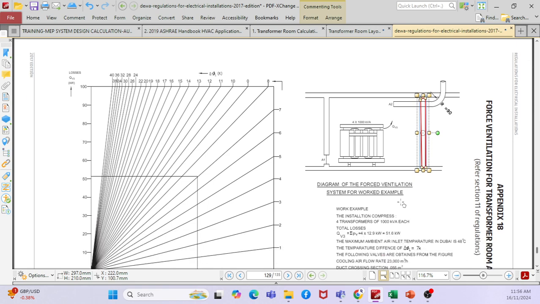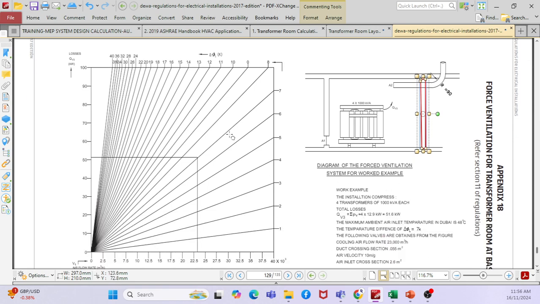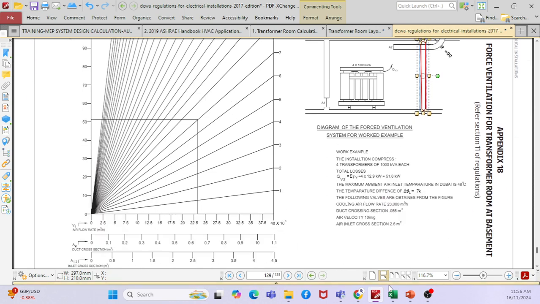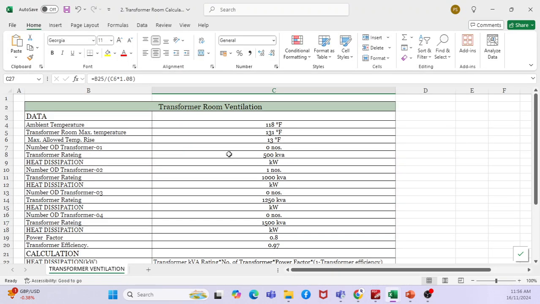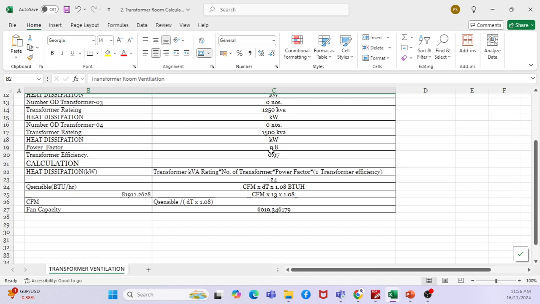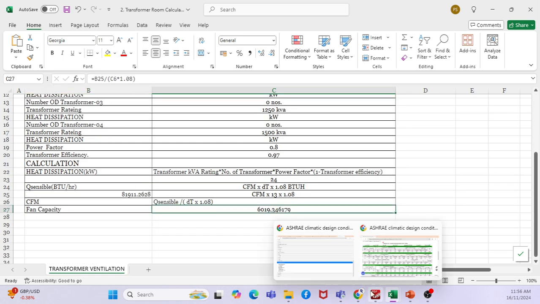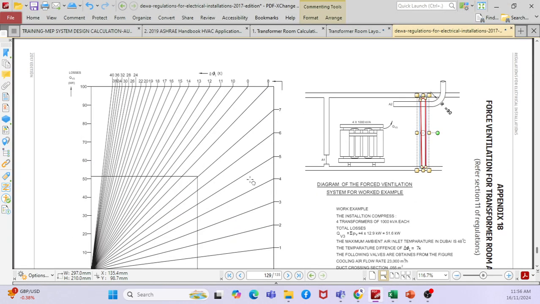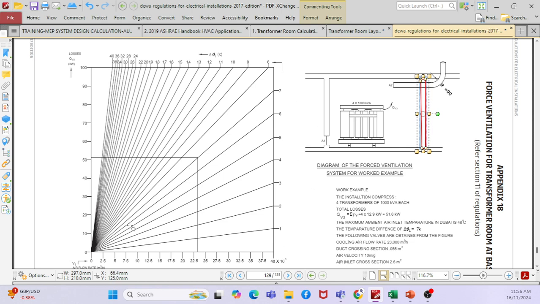Okay, and also if you go to the chart, it is very simple to calculate the CFM. Remember we have an equation here, right? By means of this equation, we are going to calculate the flow rate. But if you go to the local guide, they also give one chart here. This chart is based on the losses, right? Say for example, if you go to this table, total losses, say I have 12.9 kilowatt multiplied by 4 transformers, which is 51.6 kilowatt. So this 51.6 kilowatt is the losses.